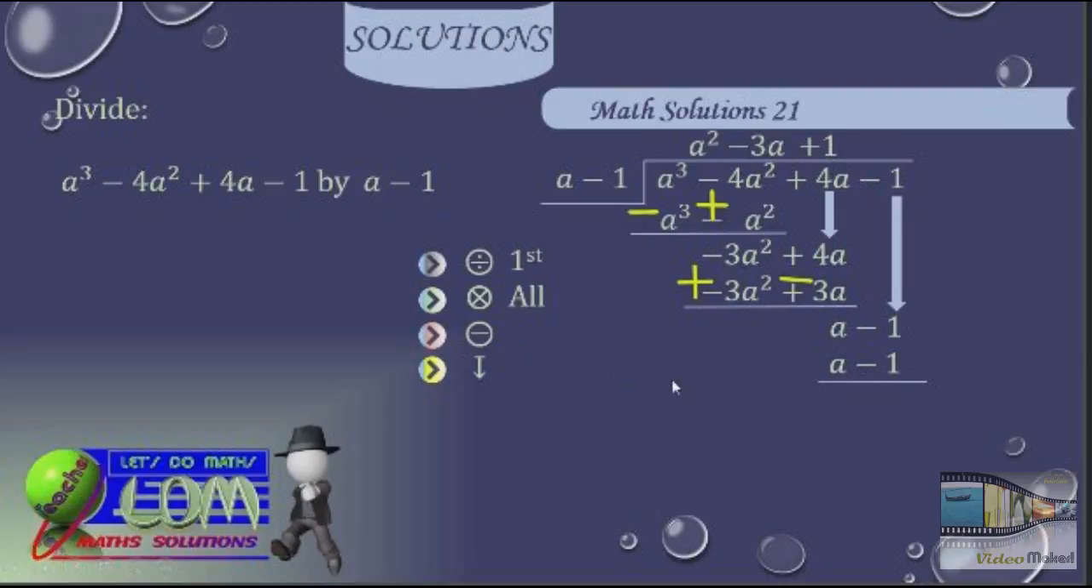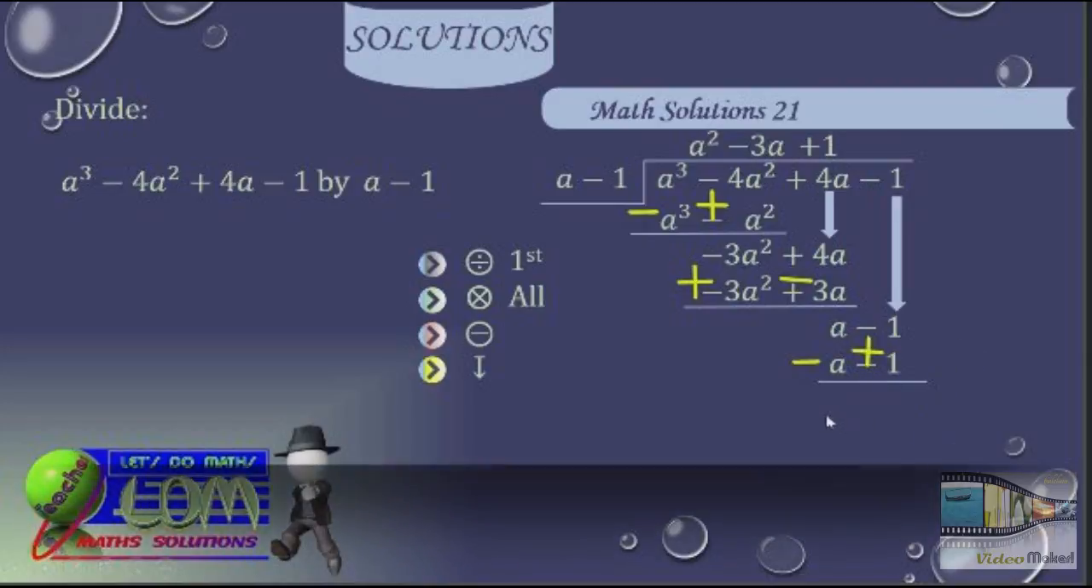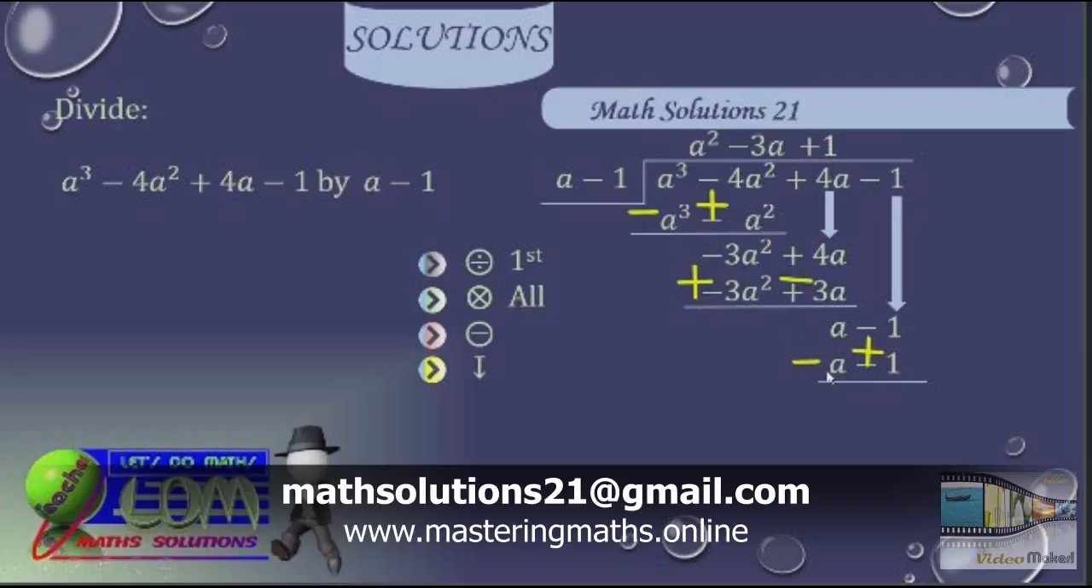The first one is to change the bottom signs. So this one will be negative, that one will be positive, as you can see. Then we can add. Positive a minus a is 0. Negative 1 plus 1 is 0. So we put those dots to denote that there is no remainder. We cannot divide because we are left with 0. We can't divide 0. If we divide 0, we get 0.